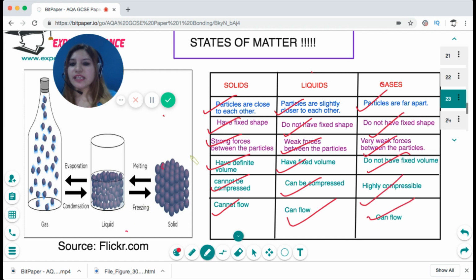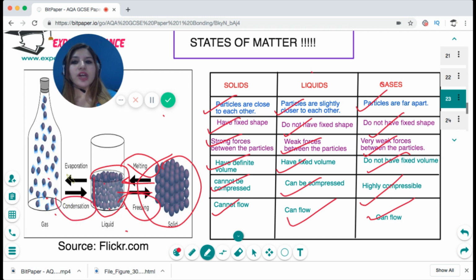So you can see solid particles are very close to each other. In liquid, they're a little far apart. In gas, they are very far apart. And solid can be converted to a liquid by melting, reverse is freezing. Gas can be converted to a liquid by condensation, and liquid can be converted to a gas by evaporation.